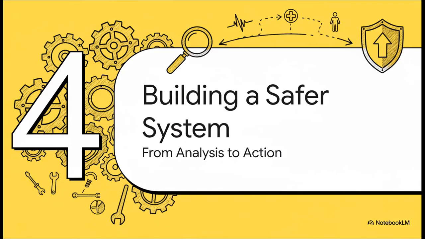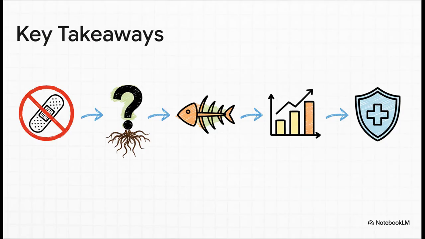Okay, so let's pull this all together. These tools, they're not just for meetings and whiteboards. They're a real pathway from just talking about a problem to actually taking action. So let's just quickly walk through the process again. It starts with making a decision to stop just putting on bandages. Then we use a tool like the fishbone diagram to ask why over and over again. After that, we use a Pareto chart to cut through all that noise and find the one or two big things we should focus on. And the result? We actually improve the system for good.